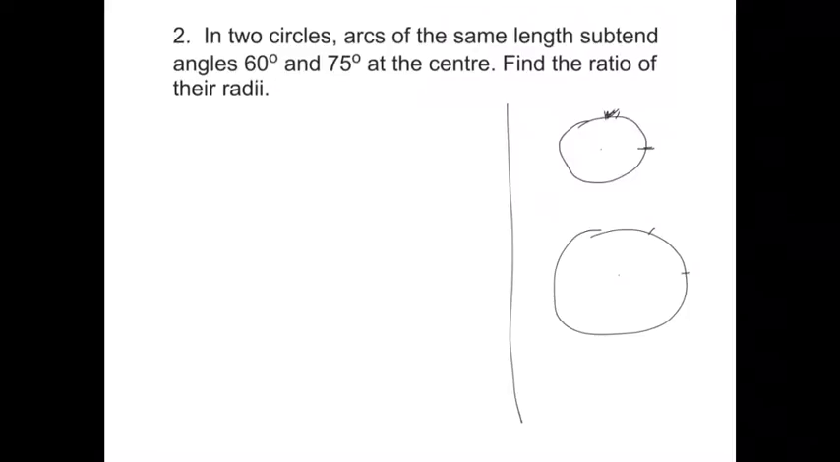So intuitively we should get it that if two arcs are of the same length and one subtends a bigger angle than the other, the arc that subtends the bigger angle has to be in the smaller circle. So for example this one. This arc here subtends an angle of 75 degrees, whereas this other arc, both arcs have the same length, let us say that length is L, in the other circle subtends an angle of 60 degrees at the center.